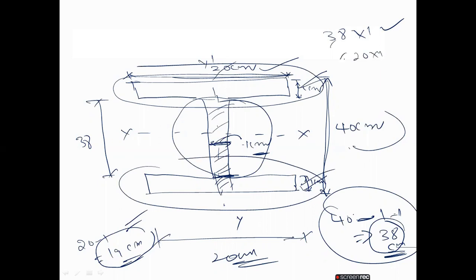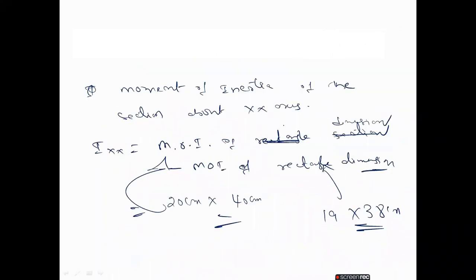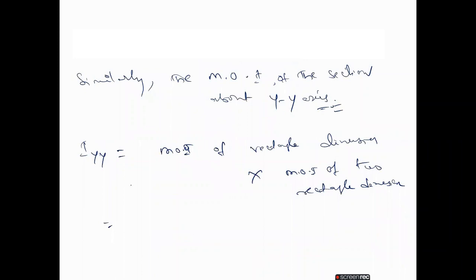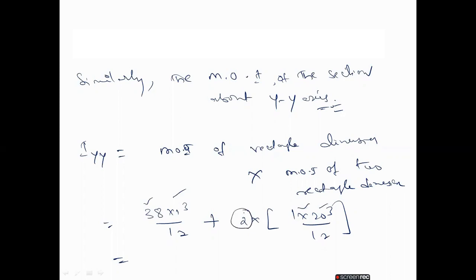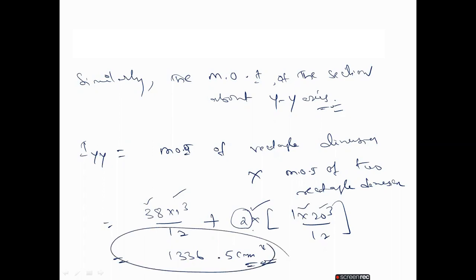So for this case, you have to take two flanges and one web about the y-axis. I will write BD cube by 12. That is nothing but 38 into 1 cube by 12 plus 2 into 1 into 20 cube by 12. This is BD cube by 12, and this is also BD cube by 12. I am multiplying with the 2 because there are two flanges. Once you calculate this, I will get 1336.5 centimeter power 4.